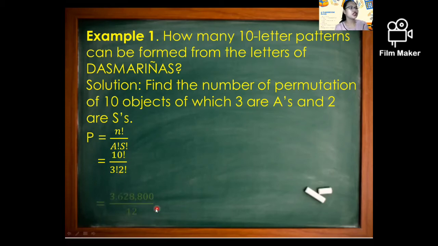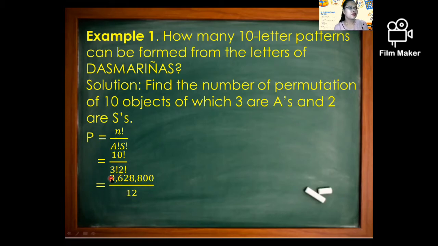10 factorial is 3,628,800. Pag dire-diretso, pag sinolve mo siya, automatic that is 3,628,800. Then 3 factorial is equal to what? Maganda na may memorize na ninyo yan. So 3 factorial is 6 and 2 factorial is 2. So 3 factorial is 6 times 2 factorial which is 2. 2 times 6 is 12.